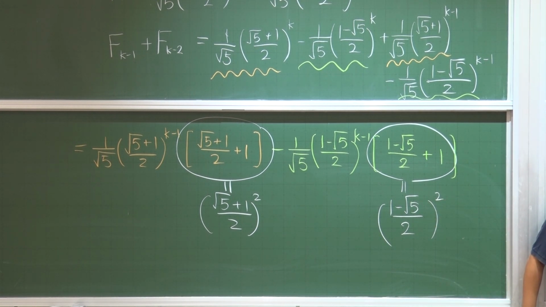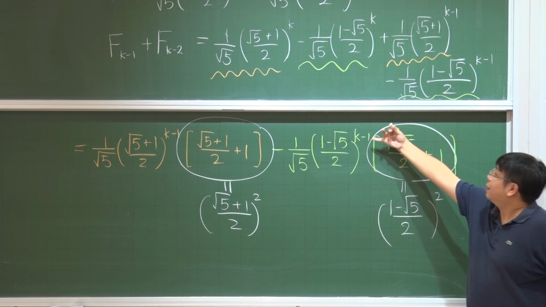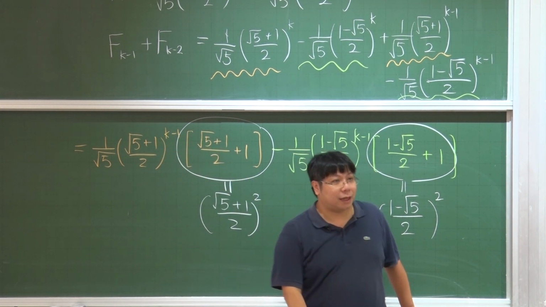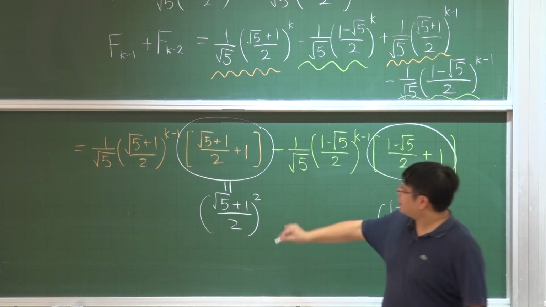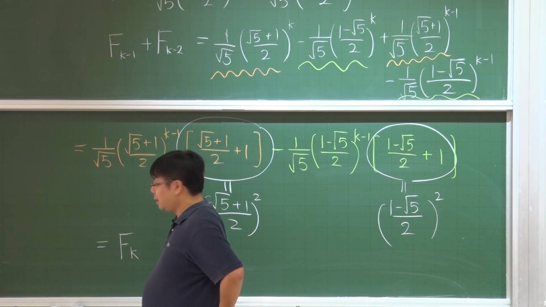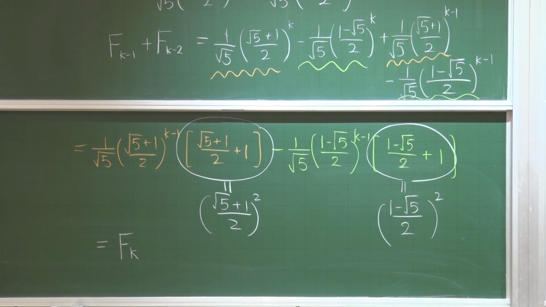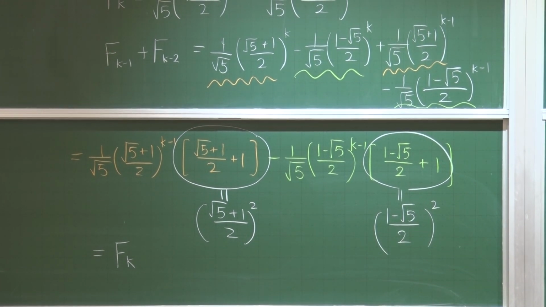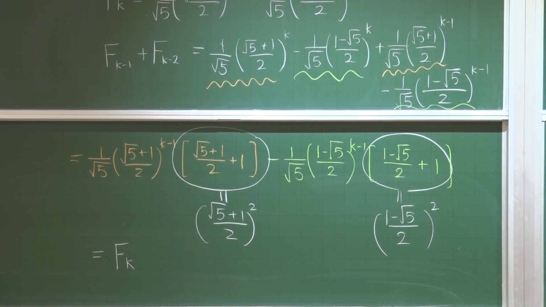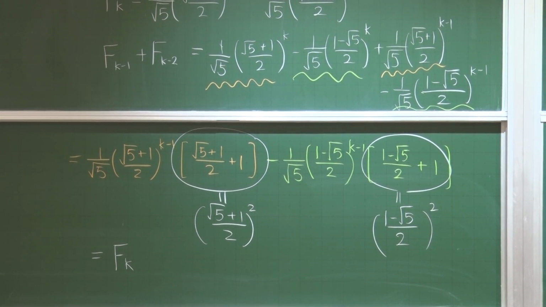Okay, and then you put it back. This k minus 1 becomes k plus 1. And then we find that it turns out to be equal to f_k. So we just proved that this formula has the property that f_0 is equal to 1, f_1 is equal to 1, and f_k is equal to f_(k-1) plus f_(k-2). So it must be the same as the Fibonacci sequence. Is that okay?